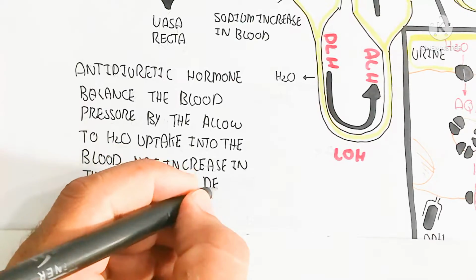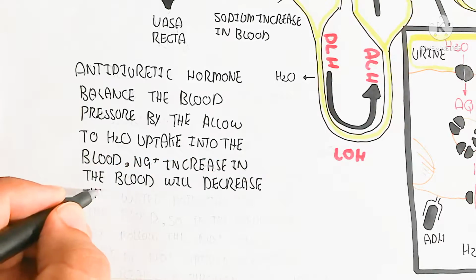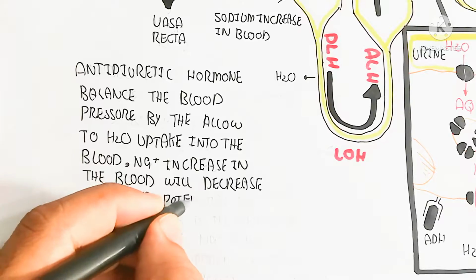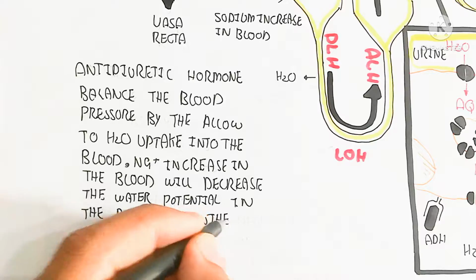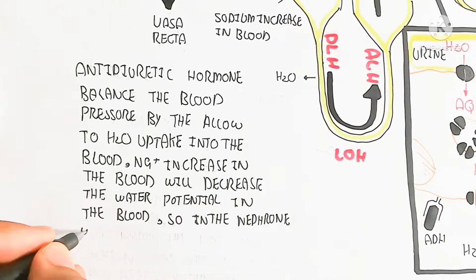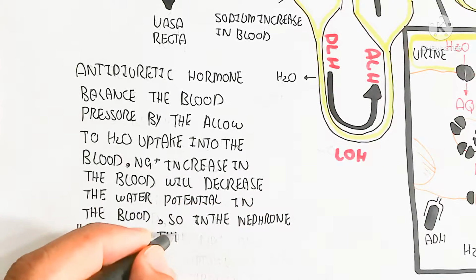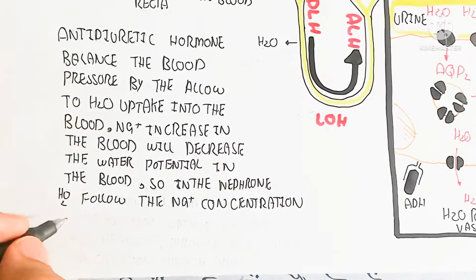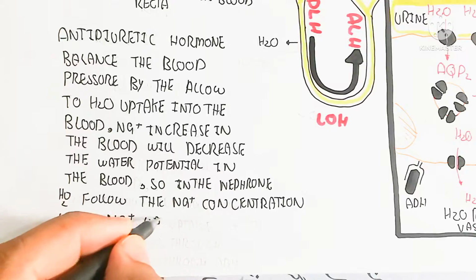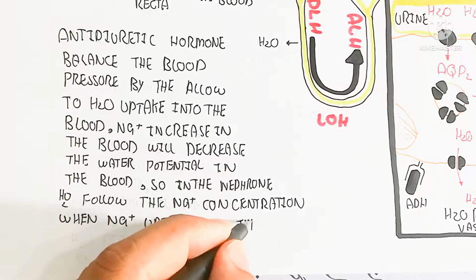So in the nephron, water follows the sodium concentration. When sodium is taken up first, the water is reabsorbed through aquaporin channel creation through antidiuretic hormone. In this way, this will lead to regulation of the blood pressure. So the antidiuretic hormone is important for the regulation of blood pressure.